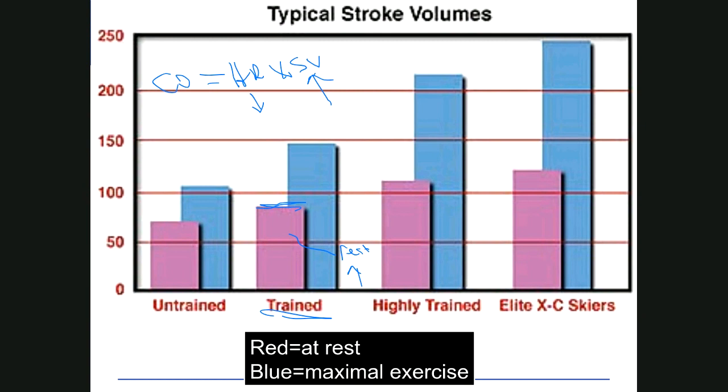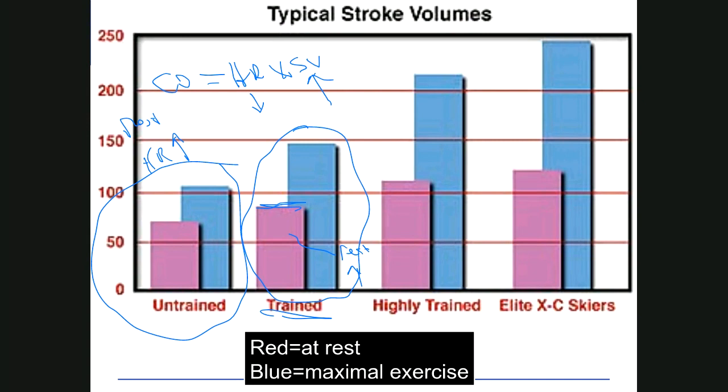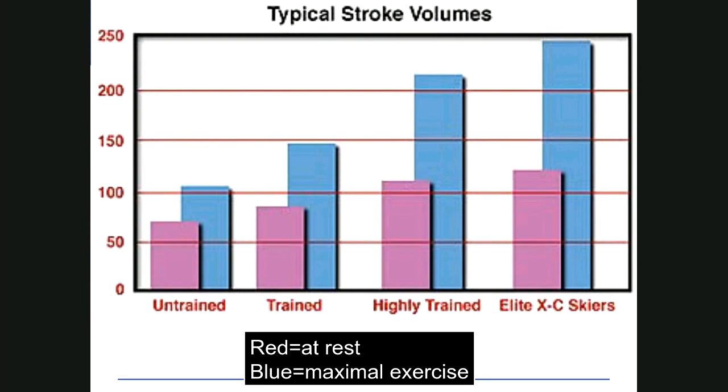So if I were to compare the heart rate of this person versus the heart rate of this person, this person probably has a higher resting heart rate. Probably isn't 75, it might be 85. But this person, it's going to drop because with every single beat, they're pushing out more blood. And it gets even more dramatic the more trained you become.